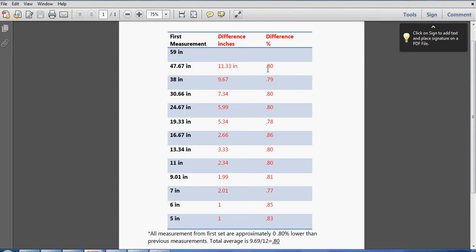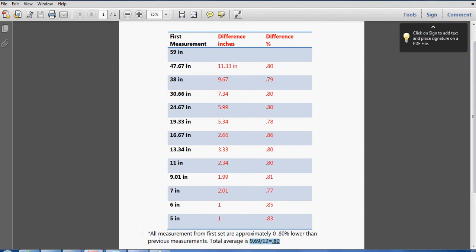Okay, and what I did to calculate the difference here is I took all the measurements and added them up, all 12 of these, and divided by 12, and it gave me a 0.8 average. So 0.8 is the ratio each time the ball bounces. It only rebounds to 0.8 as high as the previous height.